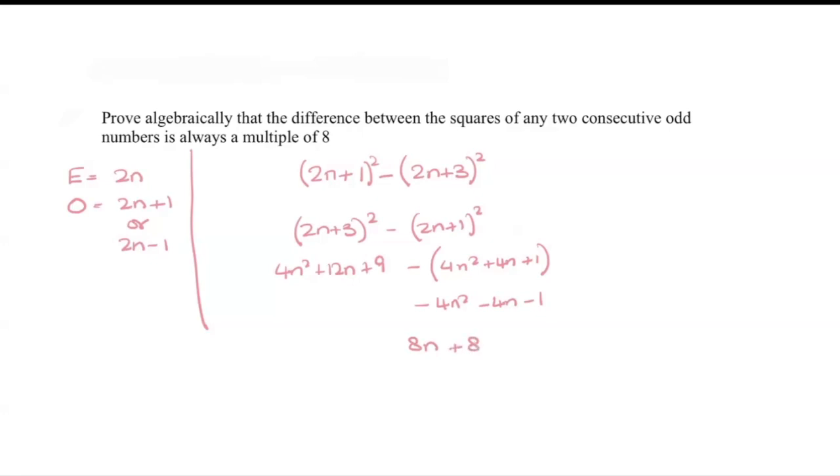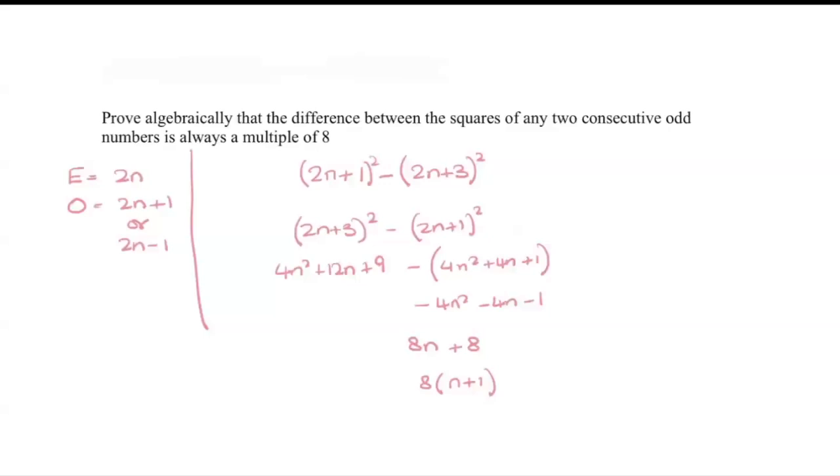So we can see that multiple of 8 now appearing. We don't want to leave it like that, though. We want to factorize it so that we end up with 8 and then n plus 1 in the bracket. And that really does show it doesn't matter what the value of n is, whatever it is, it's going to create a number that gets multiplied by 8.